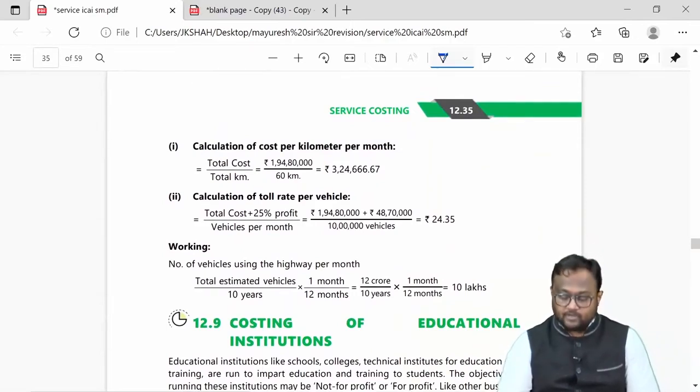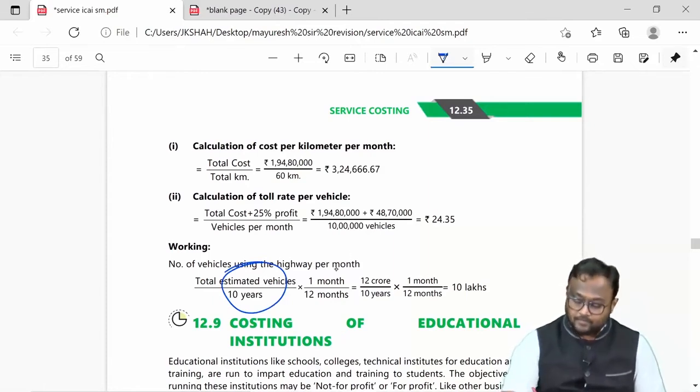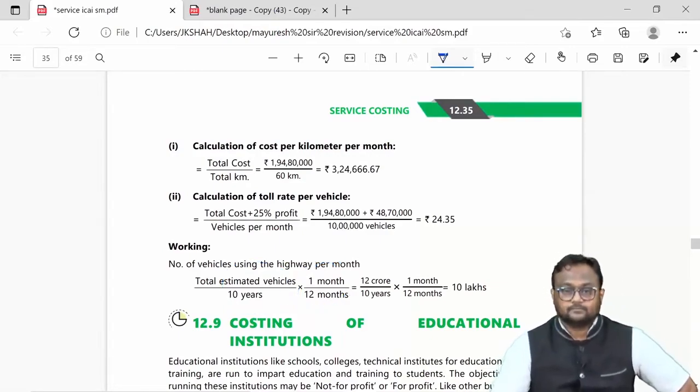Sales divided by 10 lakh vehicles. And 10 lakh vehicle is what? 12 crores for 10 years. So this is 1 year divided by 12 per month. So work is done. 10 lakh vehicles.